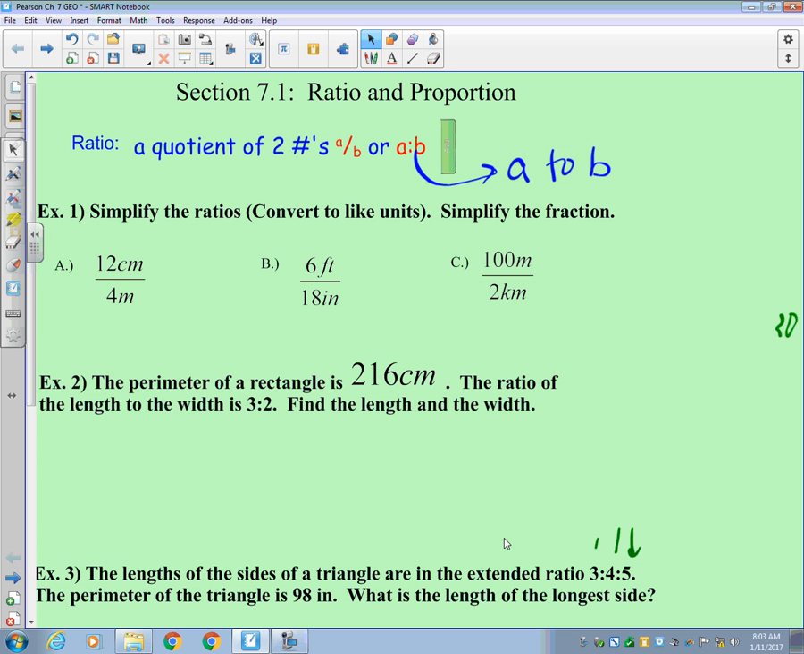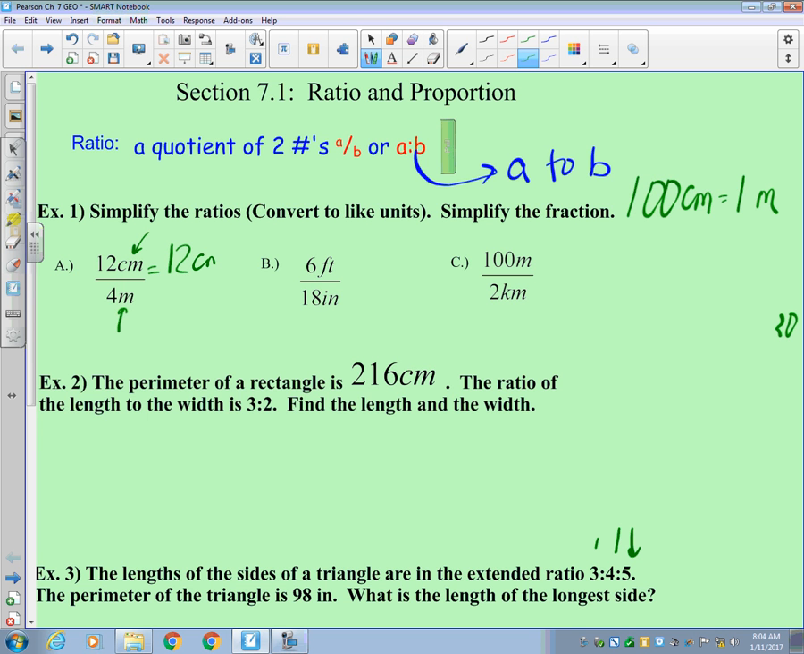When you're simplifying ratios, we want to think about putting them into the same units. So if we look at our units for A, we have centimeters on the top and meters on the bottom. We are going to put them into centimeters, and there are 100 centimeters in 1 meter.